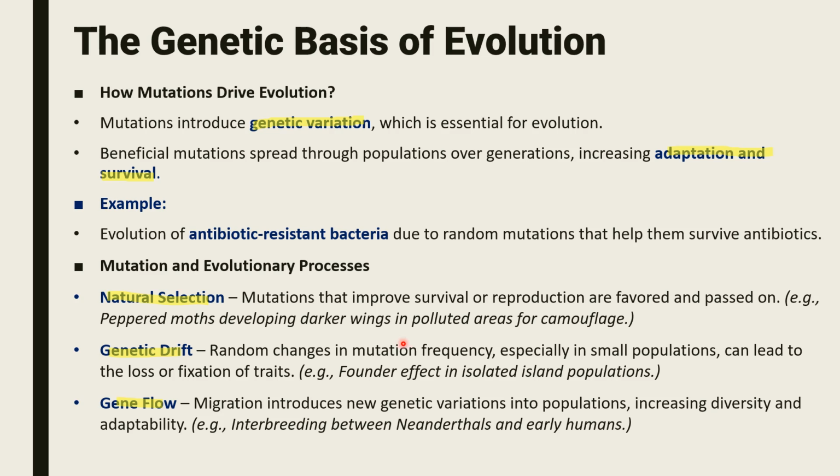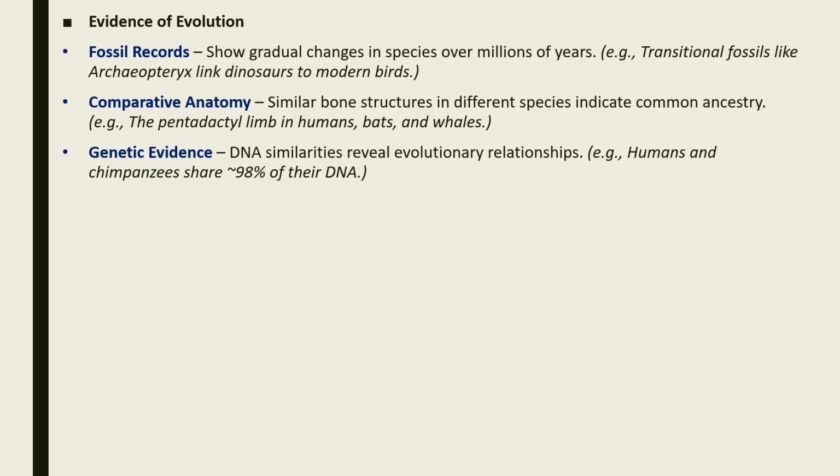Genetic drift: random changes in mutation frequency, especially in small populations, can lead to the loss or fixation of traits. For example, the founder effect in isolated island populations. Gene flow: migration introduces new genetic variation into populations, increasing diversity and adaptability. For example, interbreeding between Neanderthals and early humans.